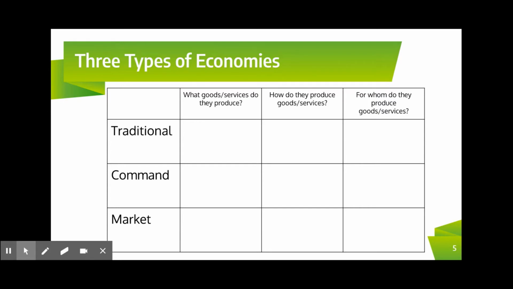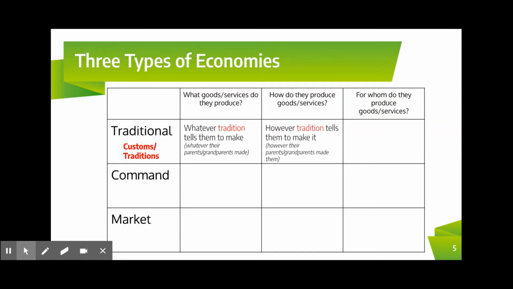For the traditional economic system, all of those questions are going to be answered by customs and traditions. What goods and services do they produce? Whatever tradition tells them to make, whatever their parents or grandparents made before them. How do they produce these goods and services? However tradition tells them to make it, however their parents and grandparents made them before. And for whom do they produce goods and services? Whoever tradition tells them to make them.